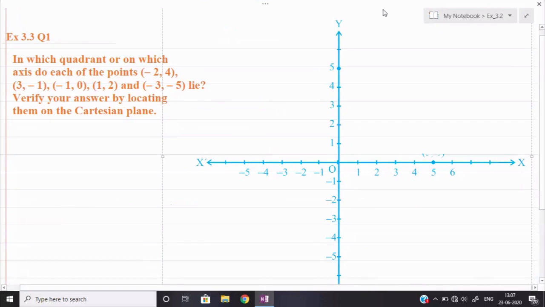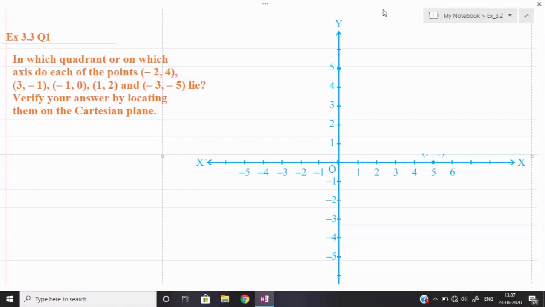Exercise 3.3, first question. In exercise 3.3, they are asking us in which quadrant or on which axis do each of the points lie. Remember, if a point lies onto the x or y axis, it will not be included in any of the quadrants because it is lying on the boundary. So it will not be called the first quadrant or the second quadrant. The point lying onto the axis, we will say it is lying onto the x-axis or the y-axis. We need to find out on which axis or on which quadrant they lie.